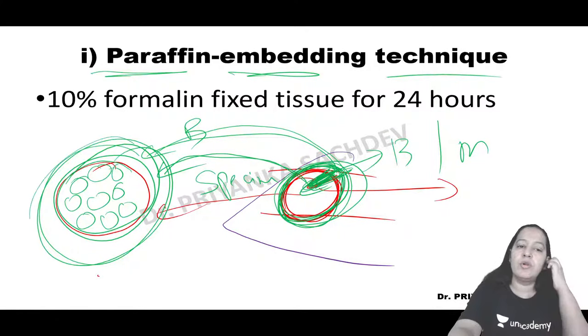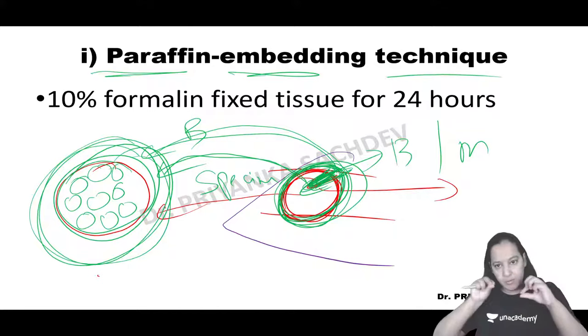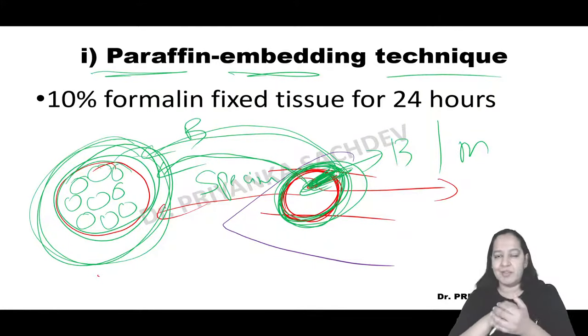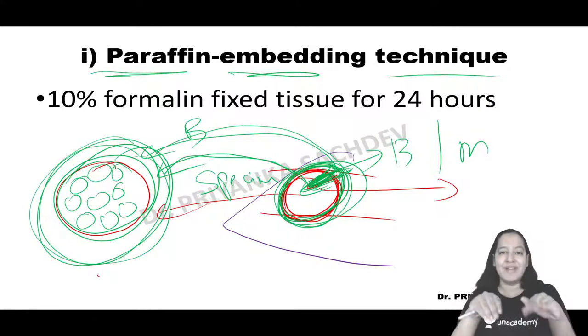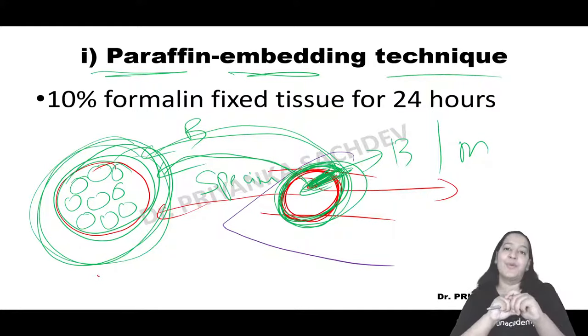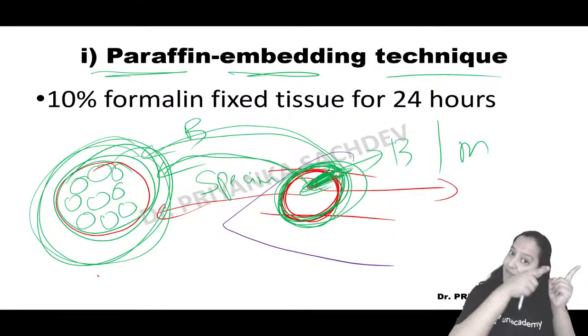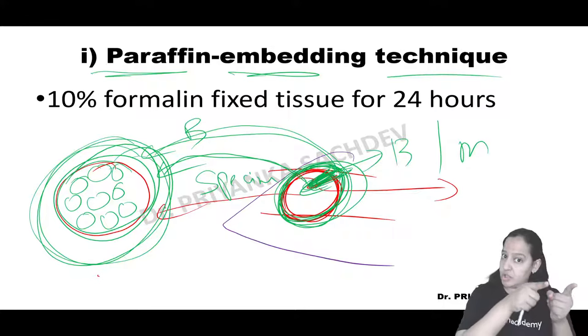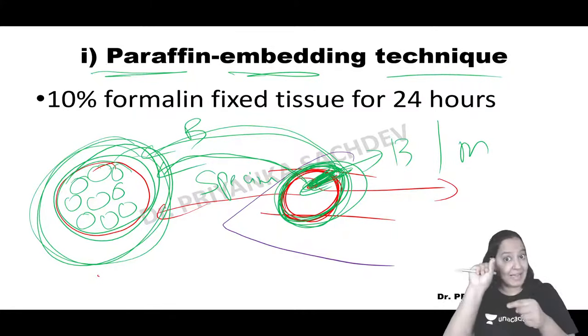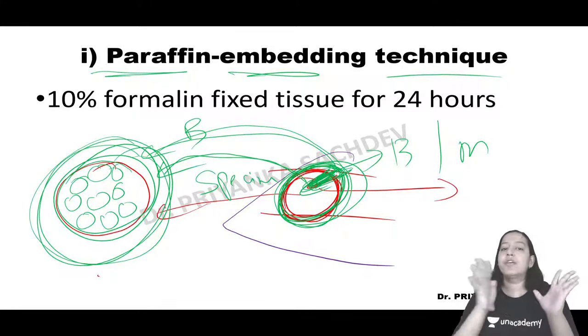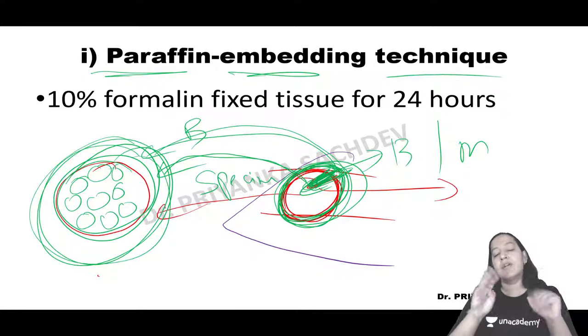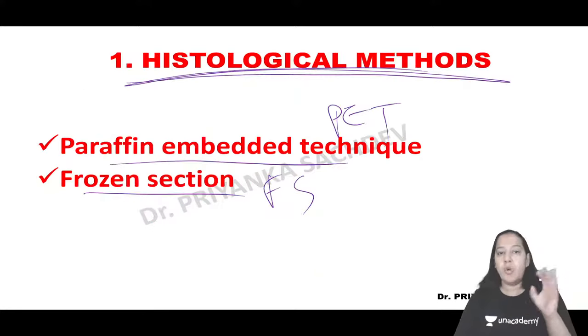I cannot put this tissue into the microscope now. I cannot put such a big lump under the lens of the microscope. I have to convert this tissue onto a slide. I will put the slide in the microscope. So that technique by which I convert the live tissue out of the body into a glass slide, an HNE slide, is known as the paraffin embedded technique. Done. So what are the steps? There are 6-7 steps.